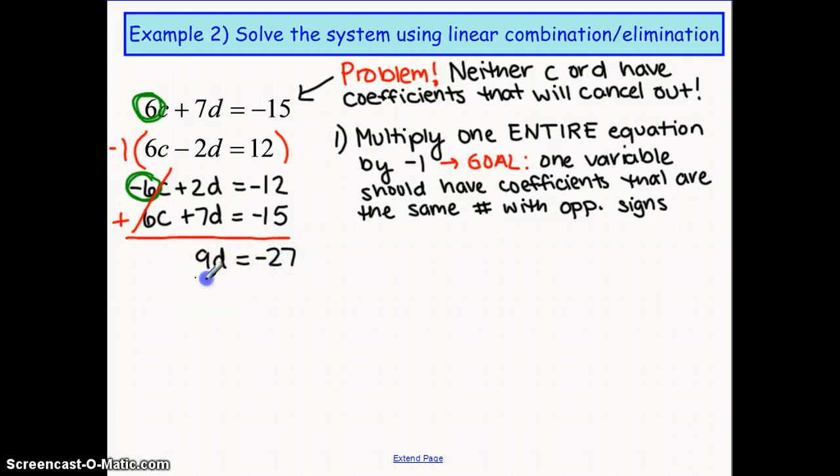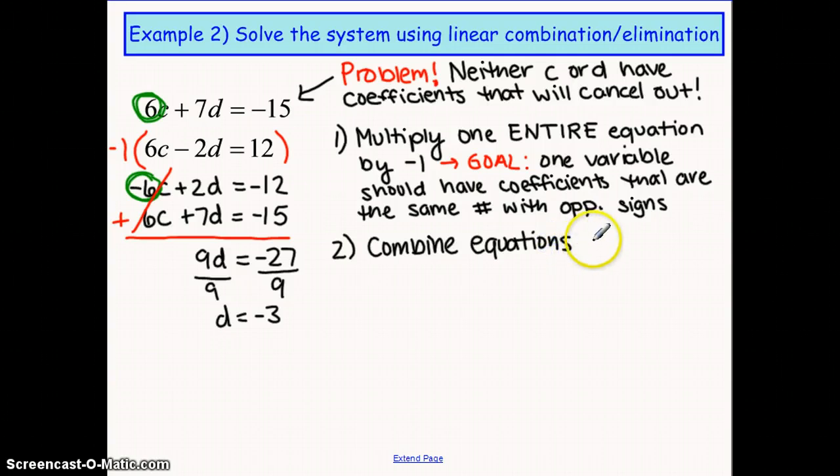And so we're solving for d. So we're going to divide by 9, and get d equals -3. So our second step will be to combine equations and solve for the first variable. So this is basically what we're doing in the last example. And then once you have this first variable, it's really easy to solve for the second one.